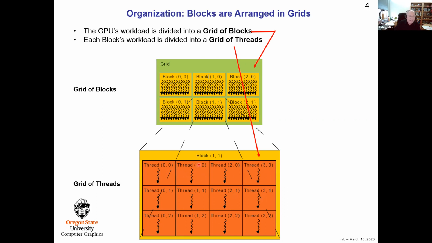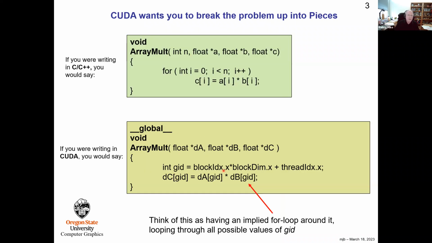And again, the threads can be thought of as being arranged in a 2D block. You know, they're not, but sometimes that's convenient to think of them that way. But anyway, just think of it this way: there are blocks and blocks have threads. And each one of these threads is going to be executing this code. This code is known as the kernel.